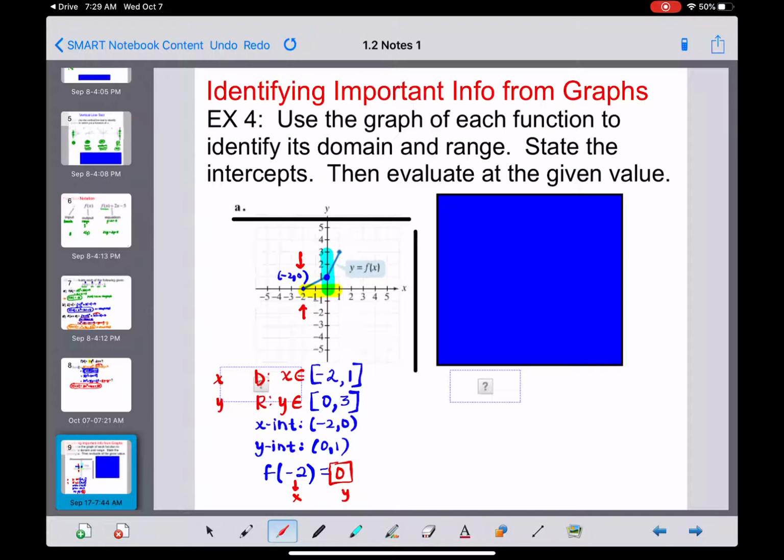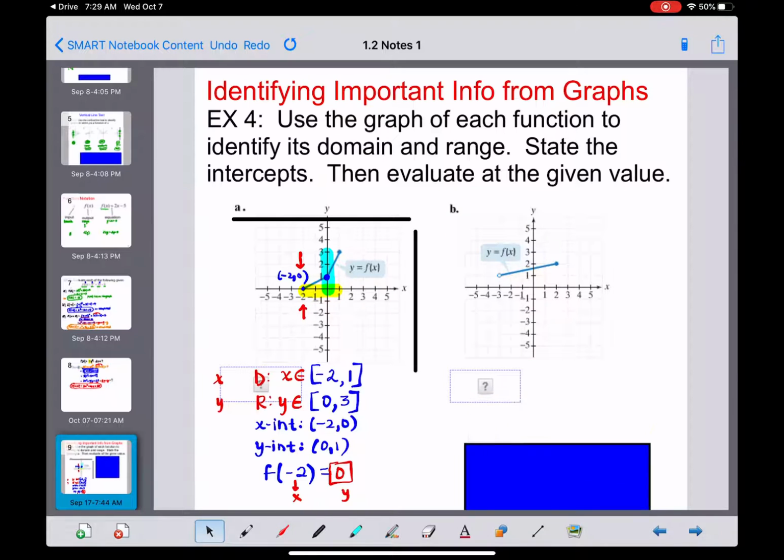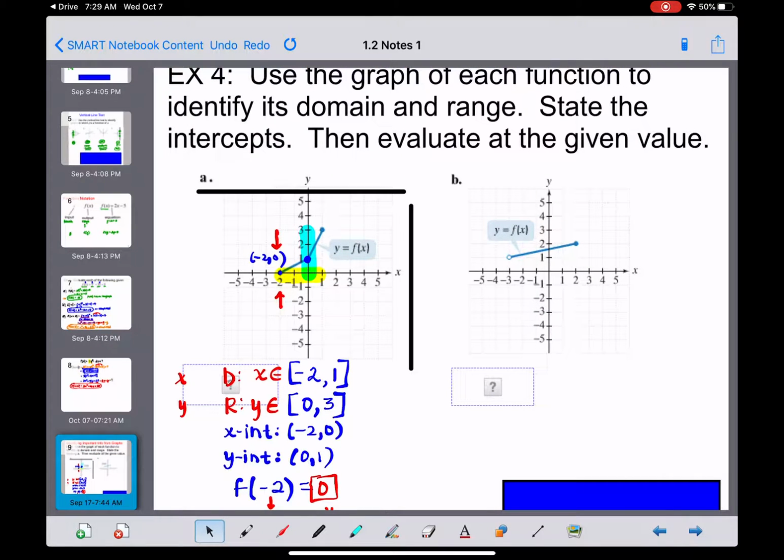Okay, let's go on to the next one. So on this graph, it's a little bit bigger here. Sorry about the bells. So on this graph, again, we're going to start with domain and range. So remember, domain are the x values, so x is an element of something, and range would be the y values. So y is an element of something.